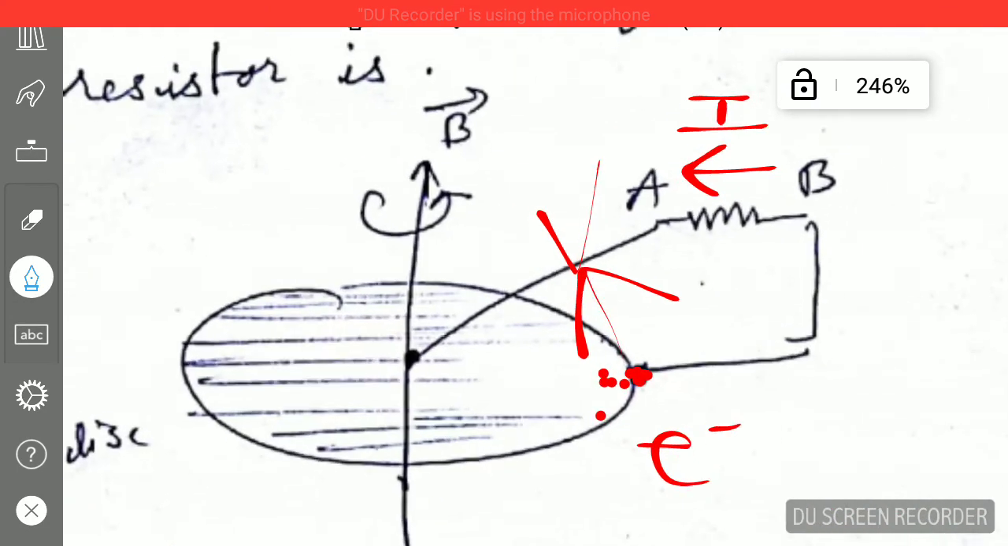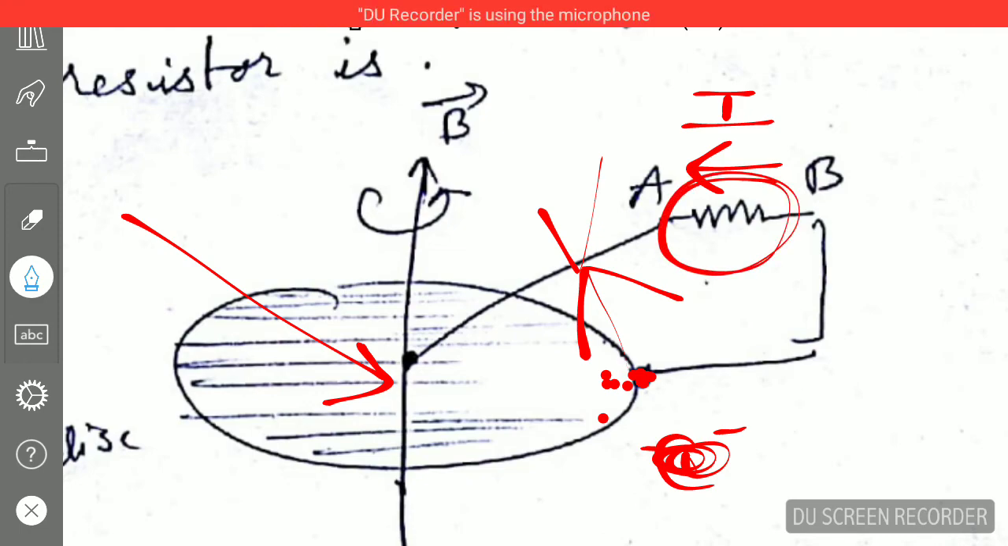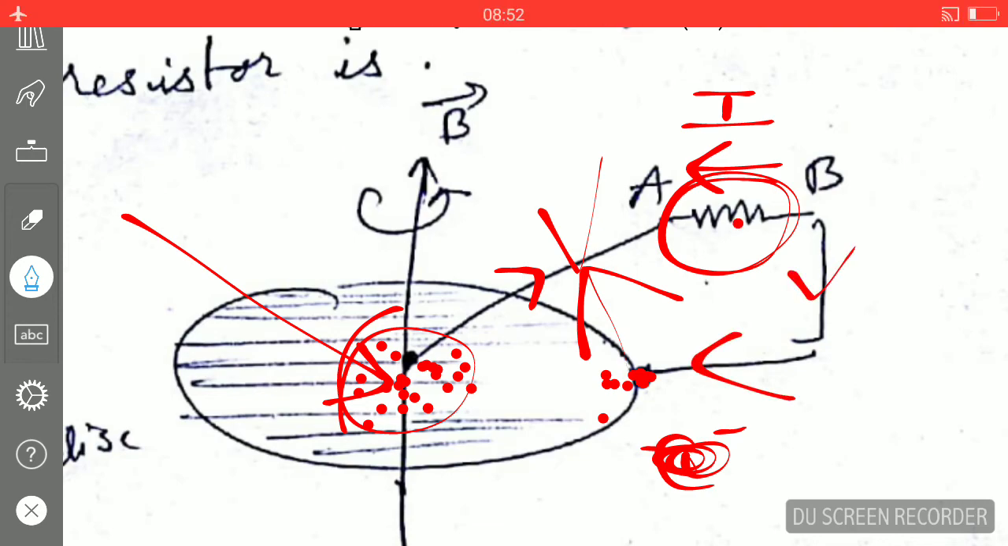So at this point there will be lots of electrons. When the resistor is connected, the electrons will flow from this point, like this, and pass through the resistor, and go like this.